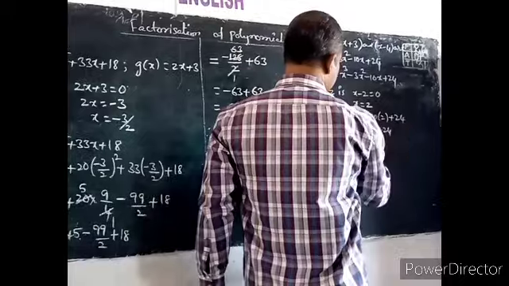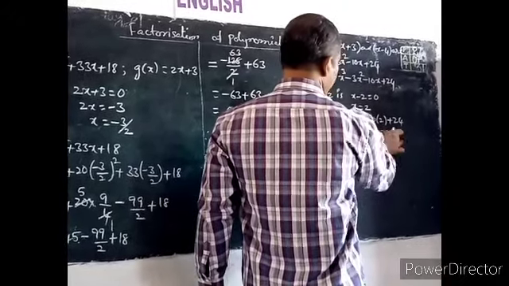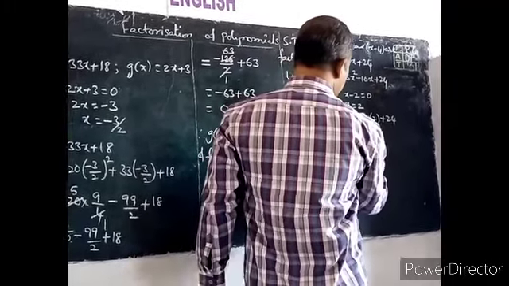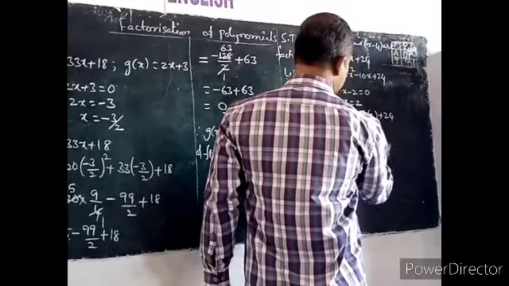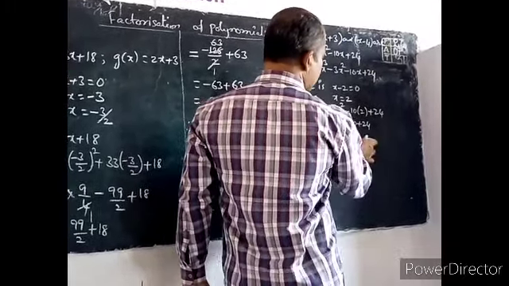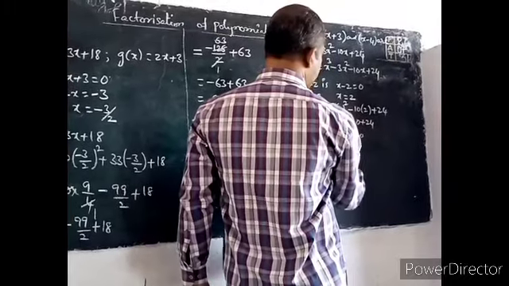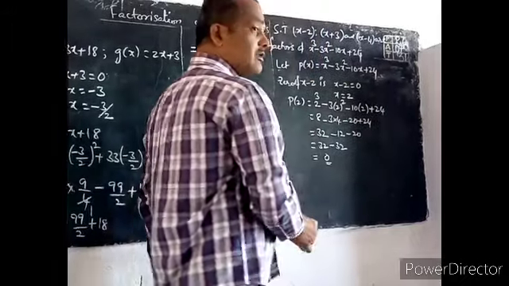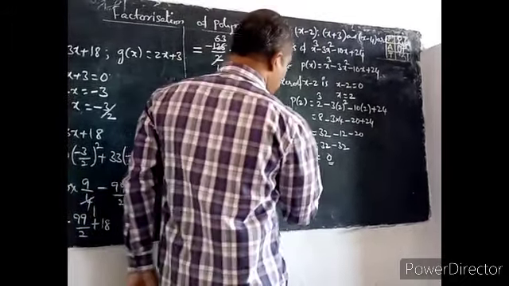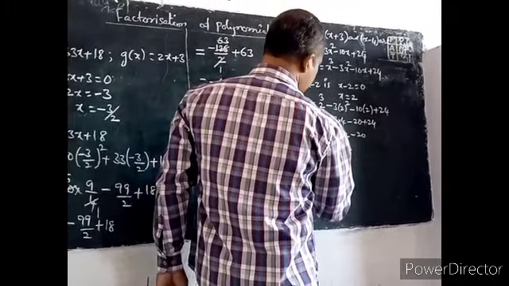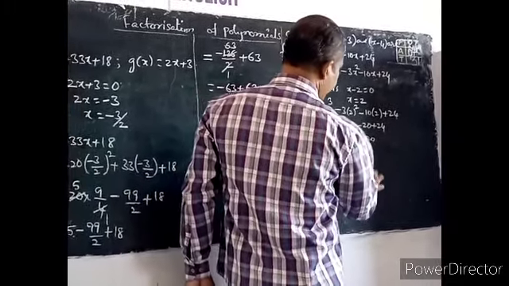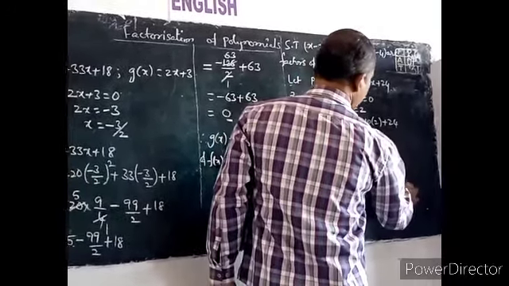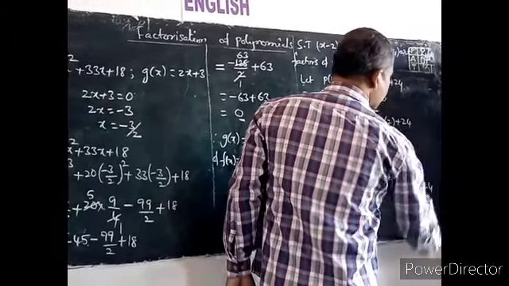Now add the plus terms. These 2 only contain plus symbols, so 8 plus 24 is 32. 3 fours are 12, minus 20 as it is. Now 32 minus 12 minus 20. Same symbols, so addition, but the symbol is minus. 32 minus 32 is 0. Therefore x minus 2 is a factor of x cube minus 3x square minus 10x plus 24.